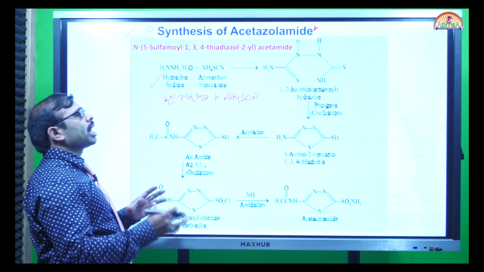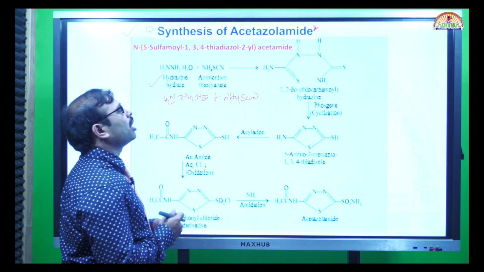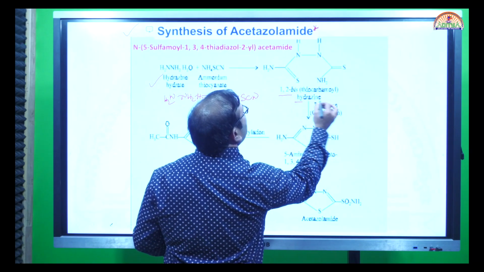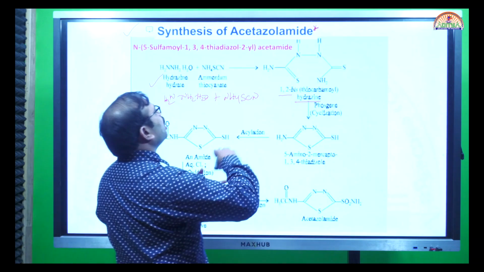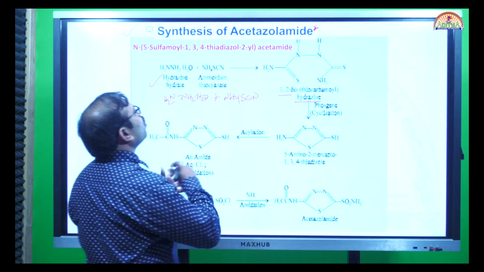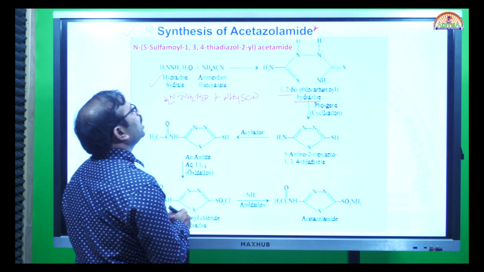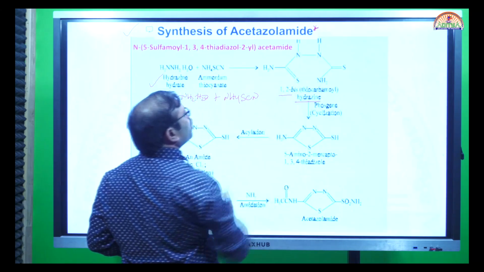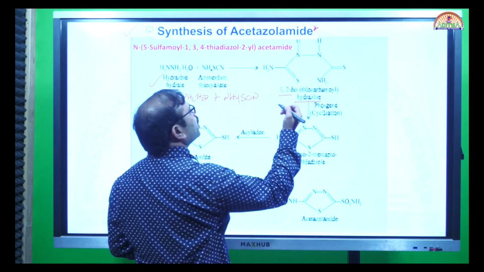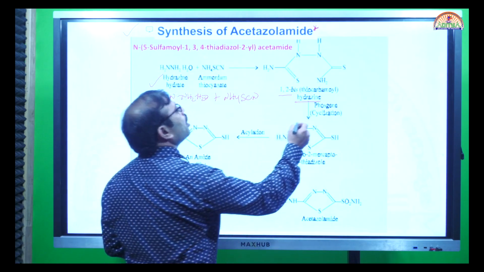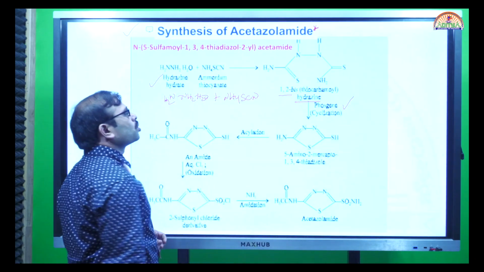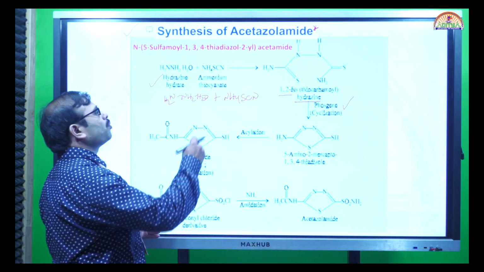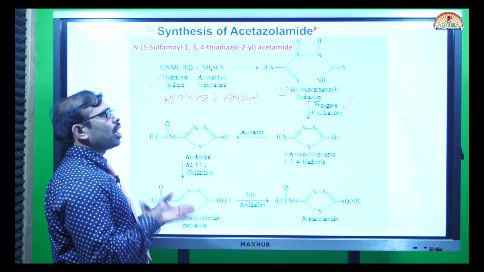When you react this hydrazine followed by ammonium thiocyanate, what will happen? It will give thiocarbonyl hydrazine, a combined molecule of hydrazine and ammonium thiocyanate. Then you react this thiocarbonyl hydrazine with phosgene, an inorganic gaseous molecule, and it will undergo cyclization.